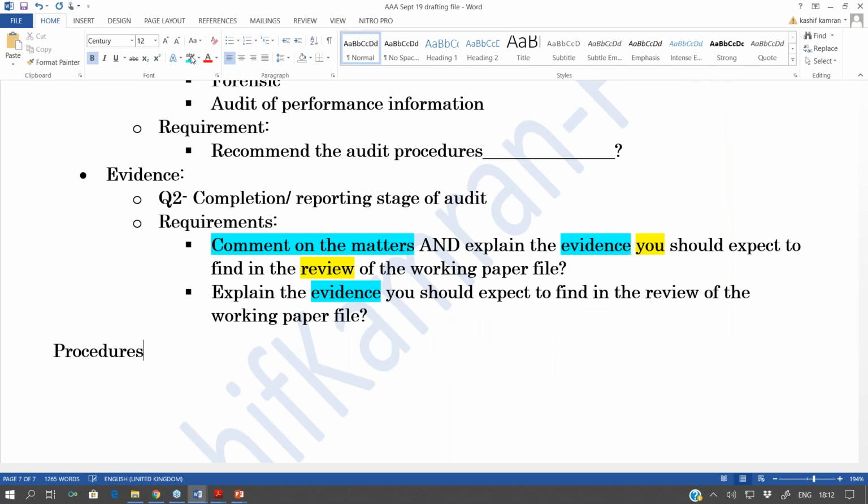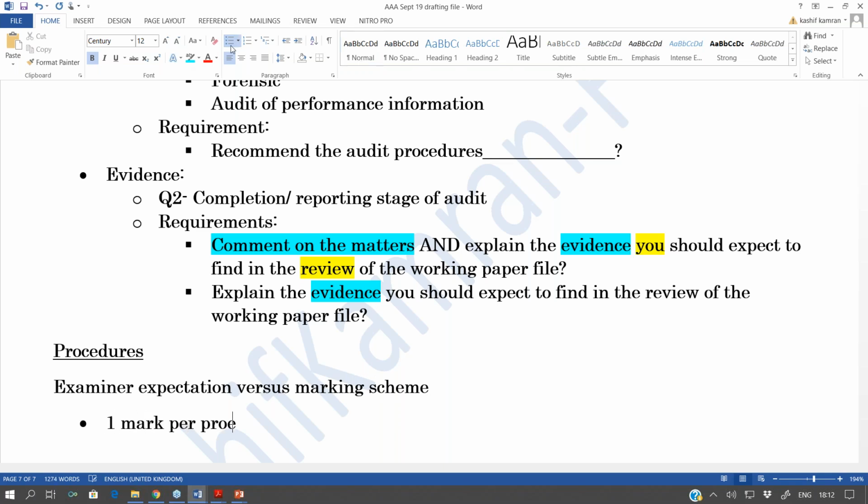Now, when we look at procedures as the very first thing, what does an examiner expect from you in terms of procedures? What are the examiner's expectations versus the marking scheme? That's very simple. The marking scheme is 1 mark per procedure.